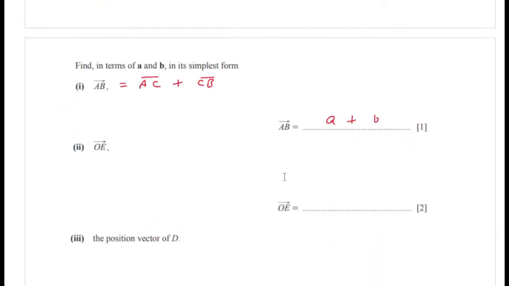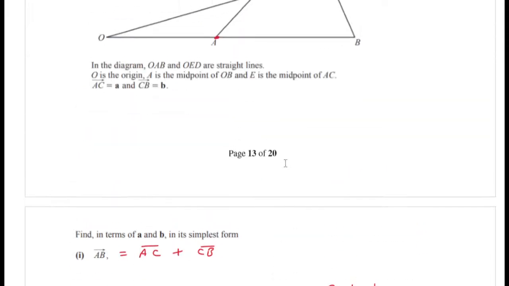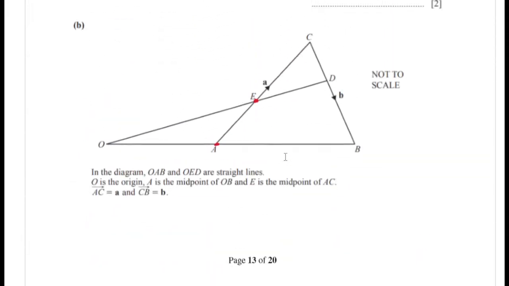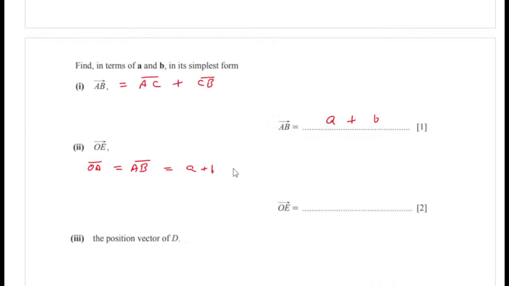So OA first, if I say OA bar, this is equal to AB bar. So AB bar means what? It is a plus b. Okay. Now E is the midpoint. AE bar is half of AC bar, AC is equal to a, so AE is half of a.